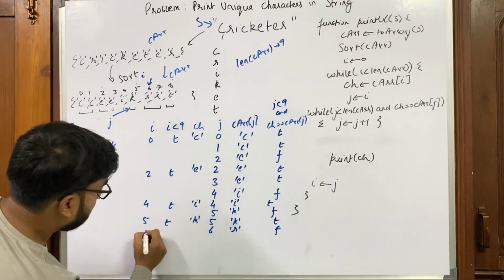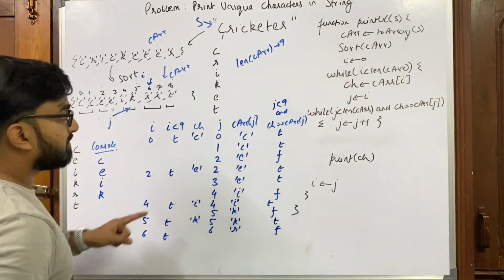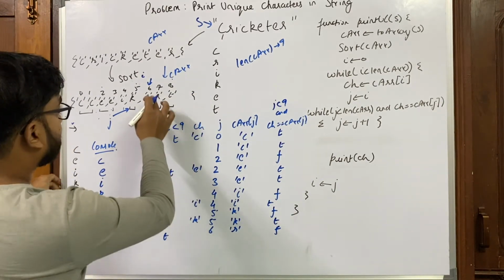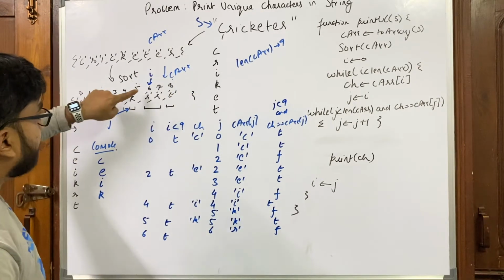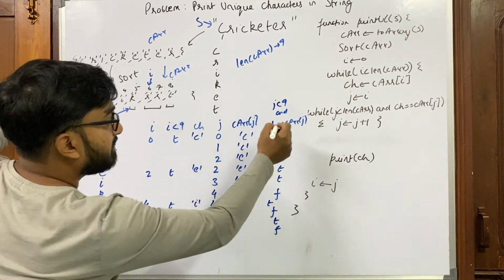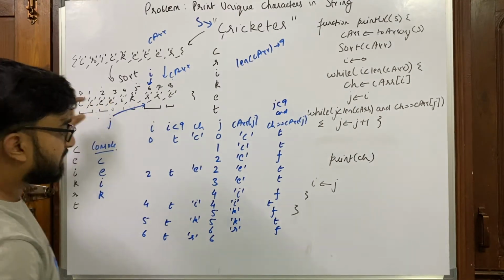I becomes 6. You check this condition again, true. You come here, CH is CARR of I. So I is at index 6. So I comes here. I is at index 6. So CH is basically R. Okay, J is set to I. J becomes 6. CARR of J is R.